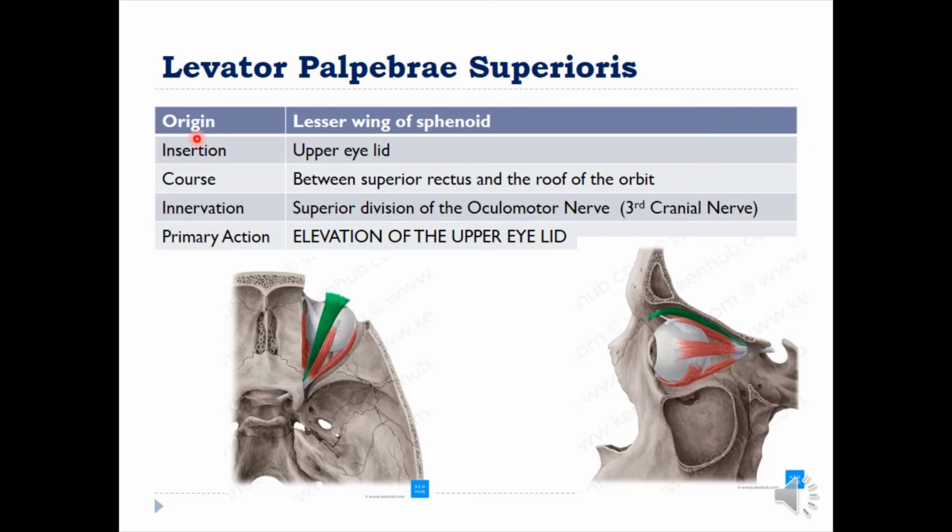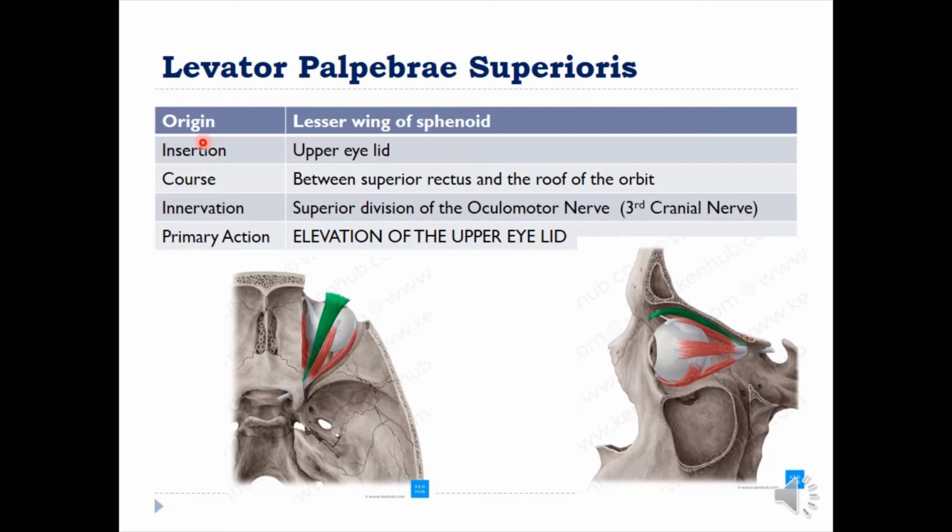So from where it is originating? Okay, again, it is originating from the lesser wing of sphenoid. Now, do you remember another muscle that is originating from the lesser wing of sphenoid? It is the superior oblique muscle. So superior oblique muscle is also originating from the lesser wing of sphenoid, right?